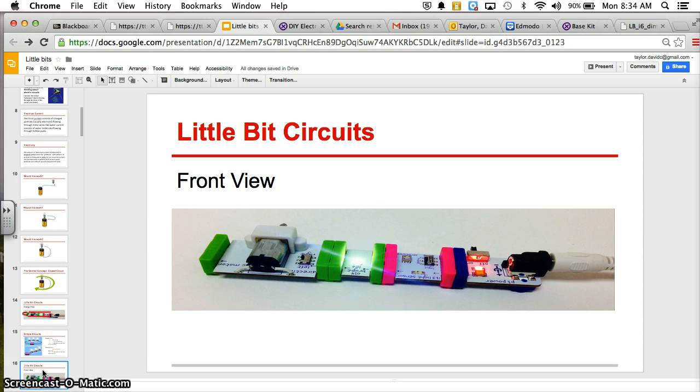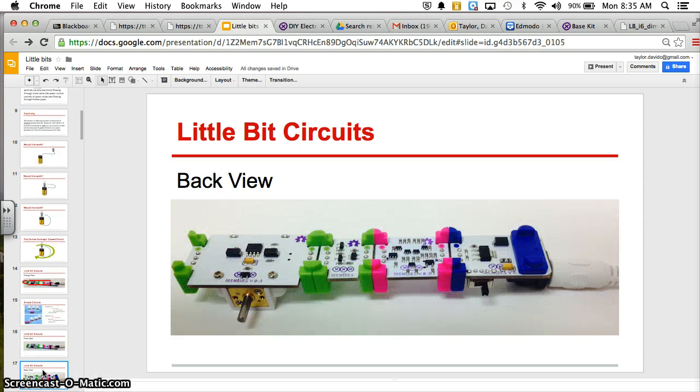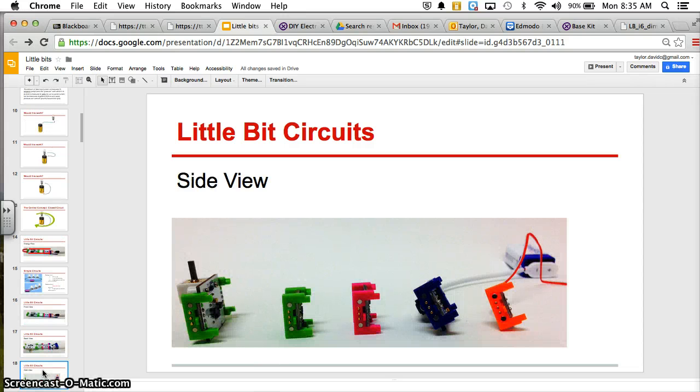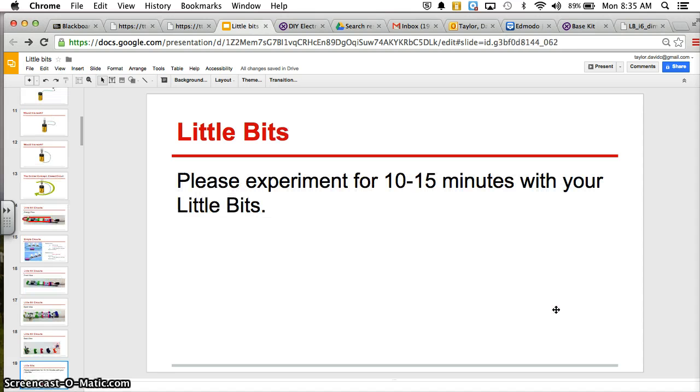Now, looking at littleBits, here is your front view. This is the back view. As you can see, all the components are made on these little circuit boards. And here's a side view where you can actually see the connection points as well as the magnetic joints that hold it together.